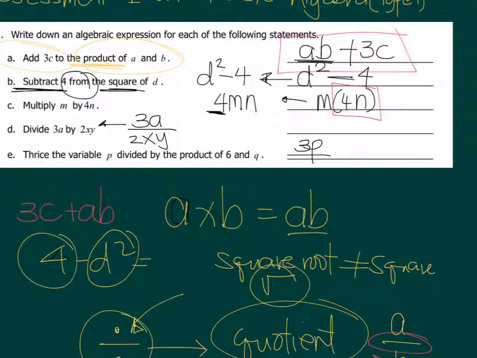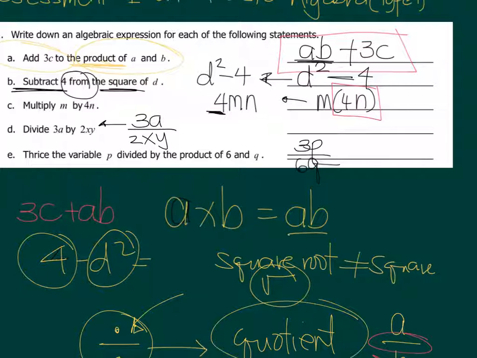And what is a product? A product is the value you obtain from multiplication, or from multiplying two values or two variables. So the operation is multiplication. So the product of 6 and q means 6q. So thrice the variable p, or the letter p, divided by the product of 6 and q is basically 3p over 6q. Okay, so these are just some of the expressions that you have to be familiar with in terms of expressing them into algebraic expressions.